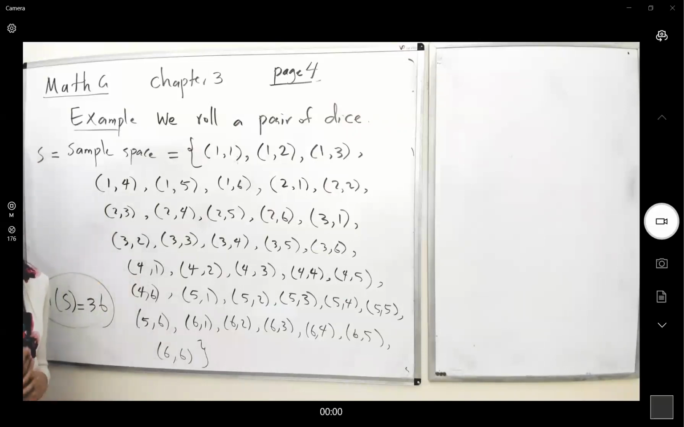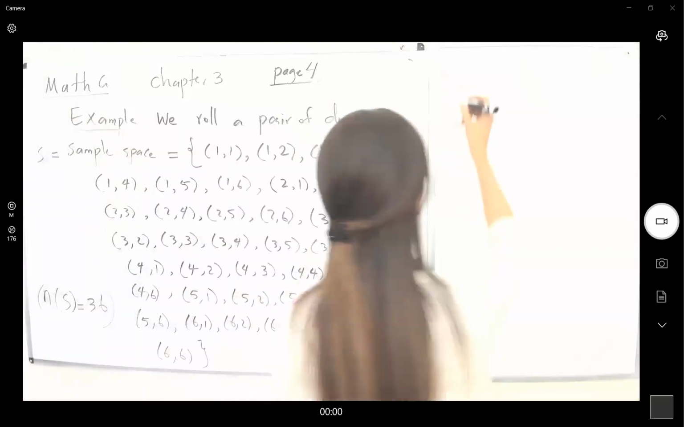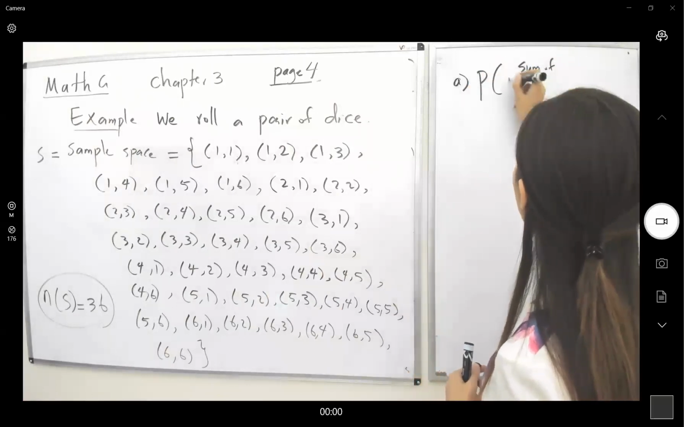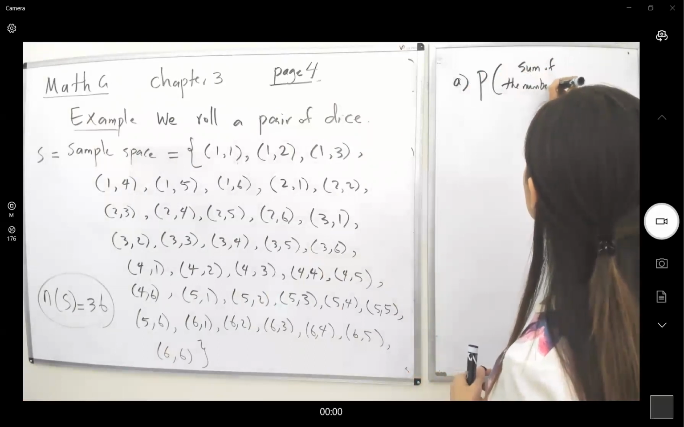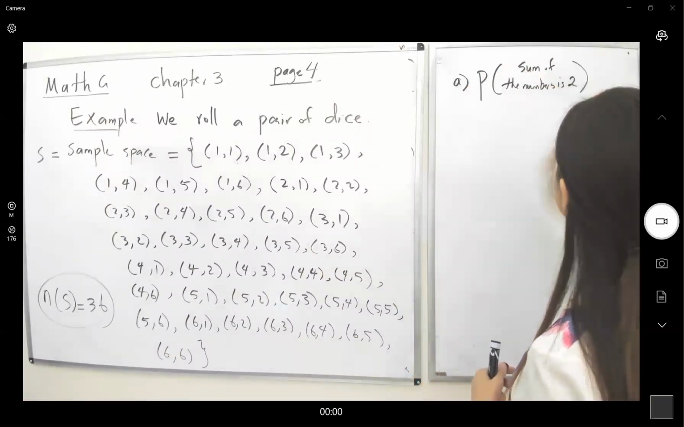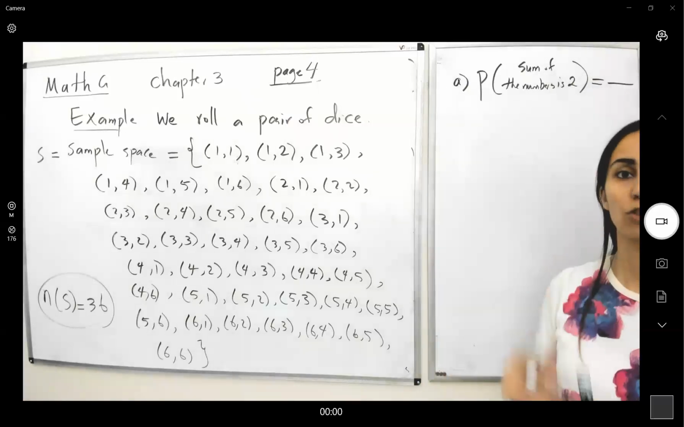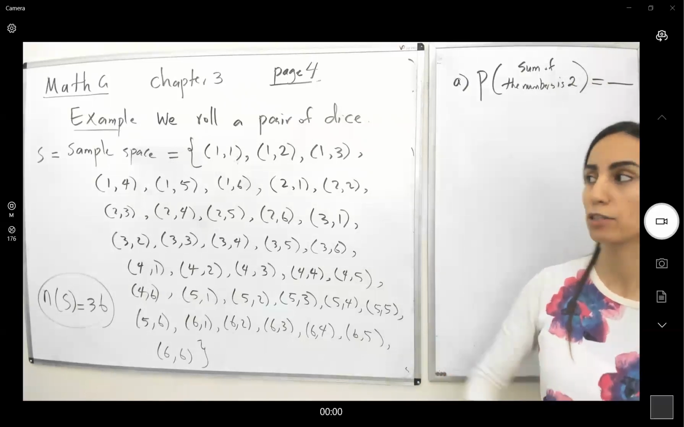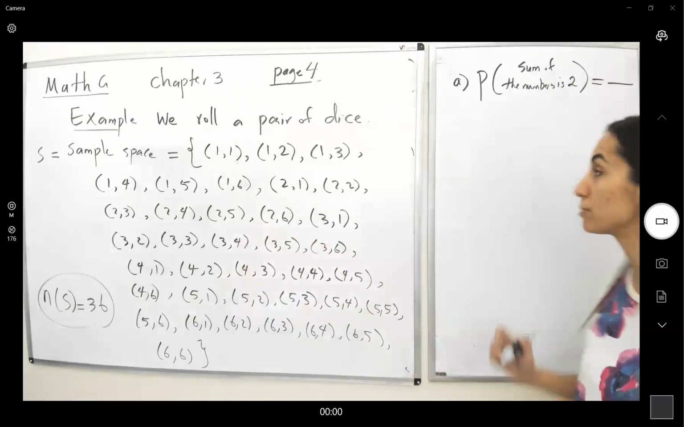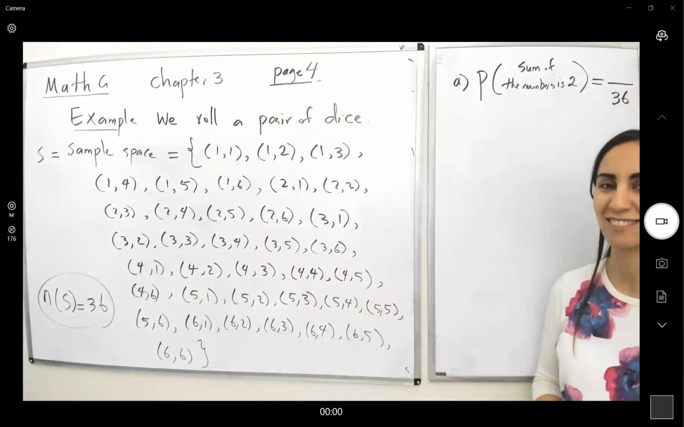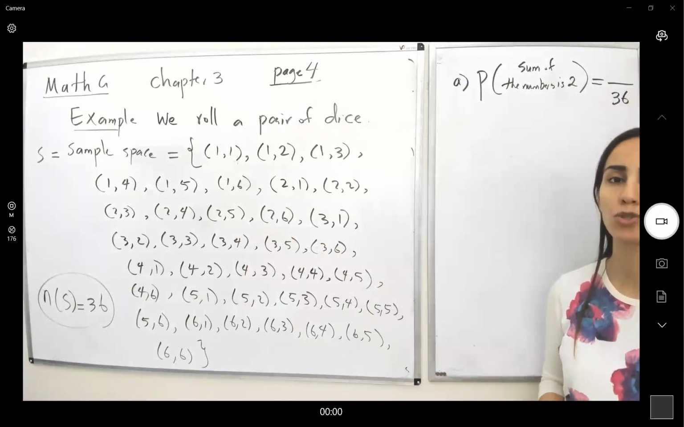what if you want to find the probability that the sum of the numbers is equal to 2? So part A, find the probability that the sum of the numbers is 2. So very well, we are forming the probability. Something goes on the numerator, something goes on the denominator. On the denominator, you know that the cardinality of your sample space is 36. So you're going to copy this here. What is your numerator? Well, the sum is 2.